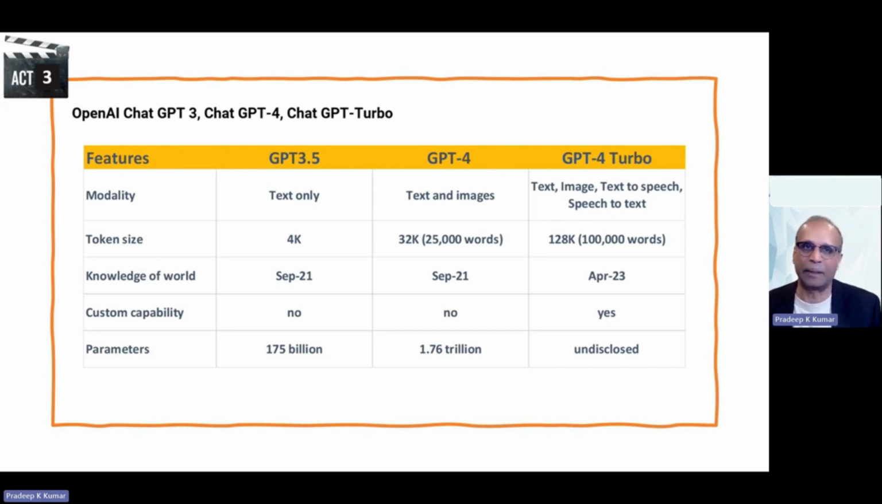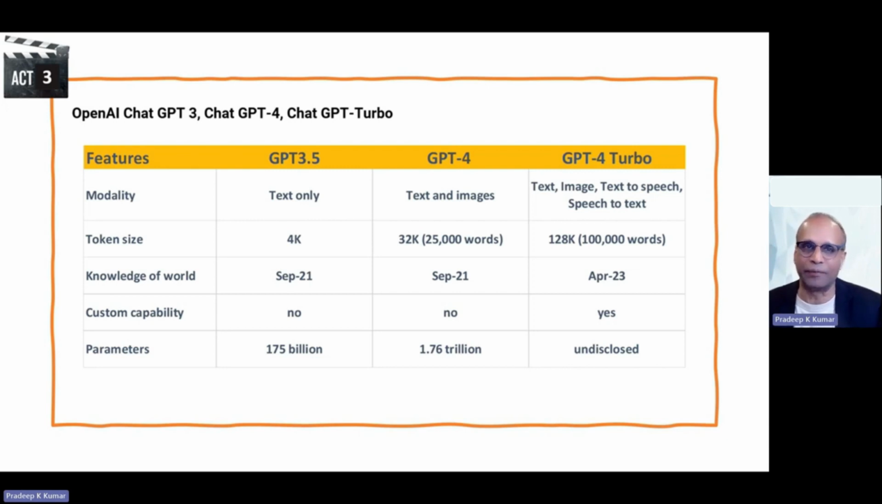When ChatGPT first came out, version 3.5, it could only handle text. ChatGPT 4 has text and images using DALL-E. And ChatGPT 4 Turbo, in addition to text and images, can do text to speech and speech to text. The token size, which is the maximum number of words it can handle: ChatGPT 3.5 can do about 6,000 words, ChatGPT 4 can do about 25,000 words, and ChatGPT 4 Turbo can do 100,000 words, which is about the size of a 300-page book, right?